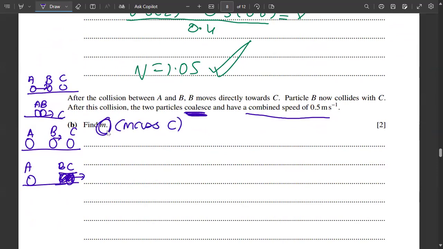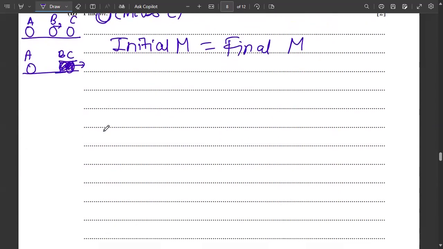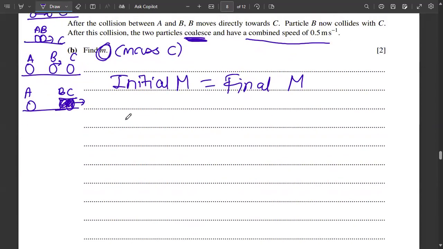How do we do that? We use the same formula. Initial momentum is equal to final momentum. So now what will the initial momentum be right here? Initial momentum will be the momentum of B. So that is mass into velocity.